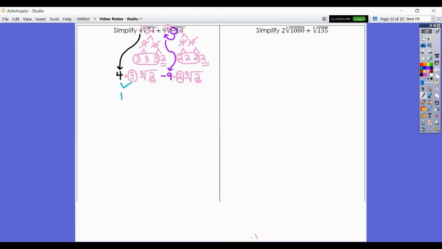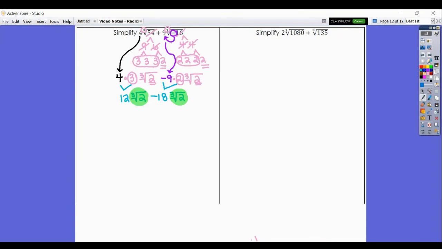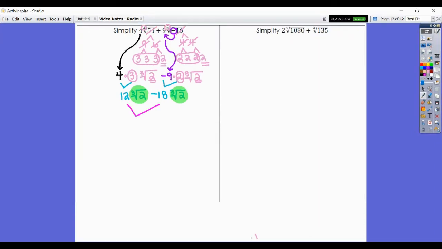4 times 3 makes 12 in front of the first cube root of 2. And then -9 times 2 makes -18 in front of the second cube root of 2. Because they're the same radical, we can now combine their coefficients. We have 12 minus 18 becoming a -6. And that's how many of these cube root of 2's we have for our final answer. Again, it reads as 12 cube root of 2's, and I'm subtracting 18 more of those cube root of 2's, leaving me with -6 cube root 2 total.